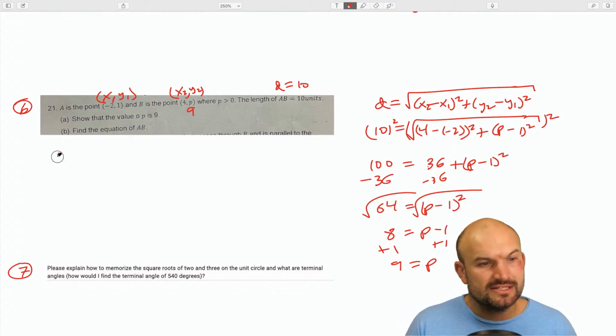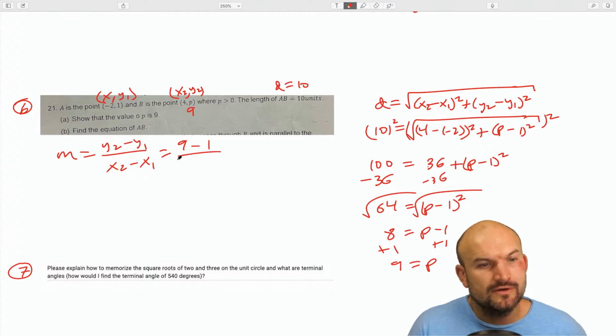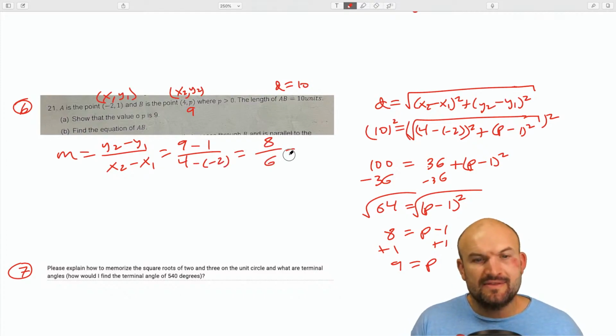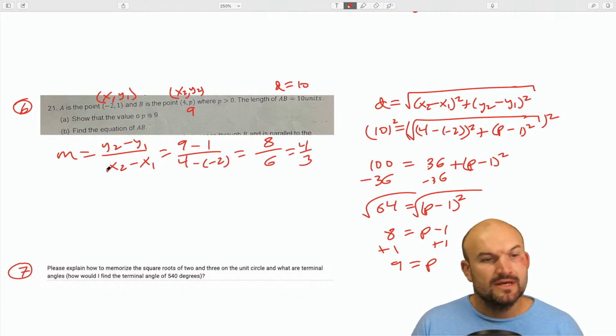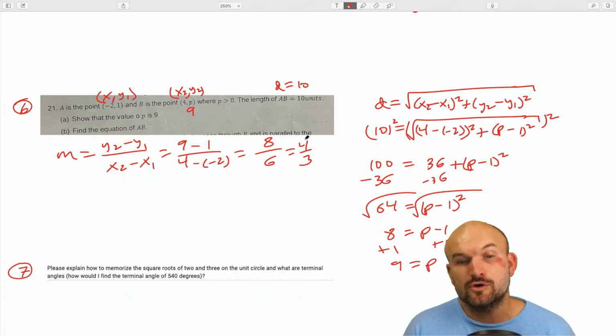So you could say, all right, slope is going to be y2 minus y1 all over x2 minus x1, right? So we have 9 minus 1 all over 4 minus a negative 2. So 4 minus negative 2, that's going to be a 6, and that's going to be a 4/3. Okay, so now basically you can just pick one of these points. Let's just take this point and then our slope 4/3.